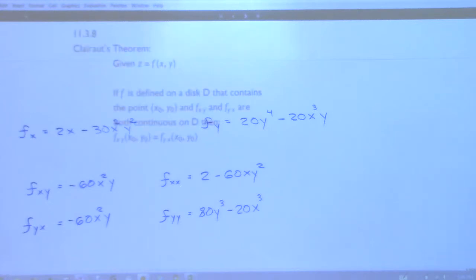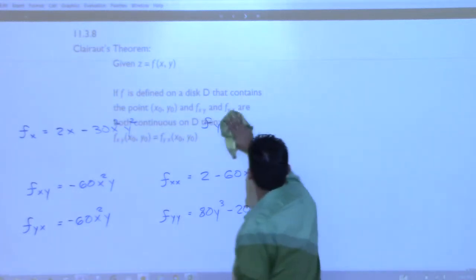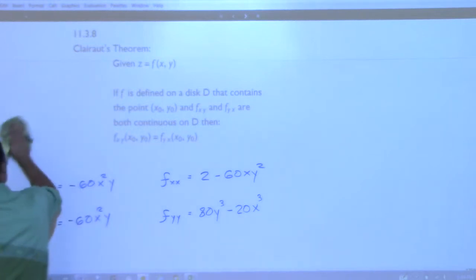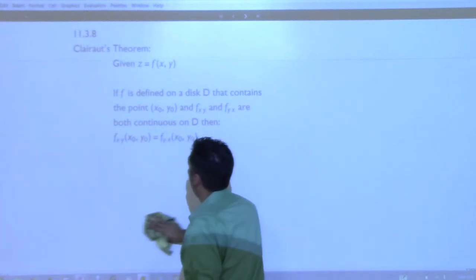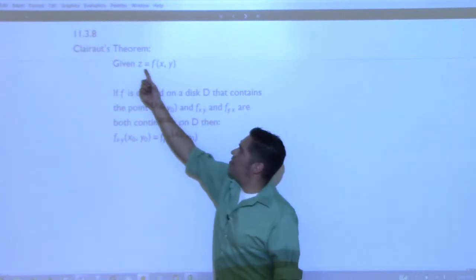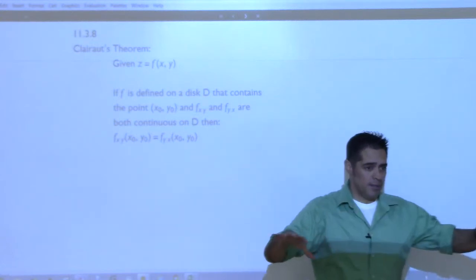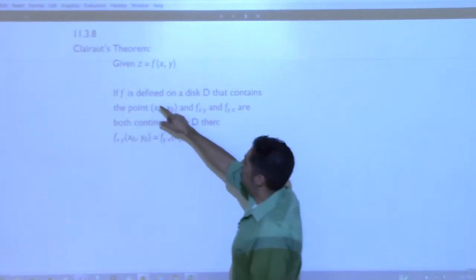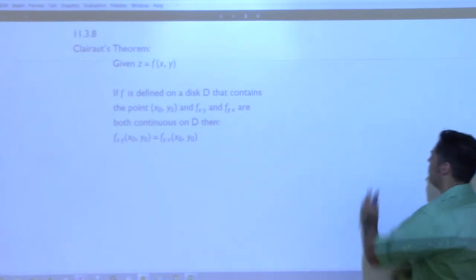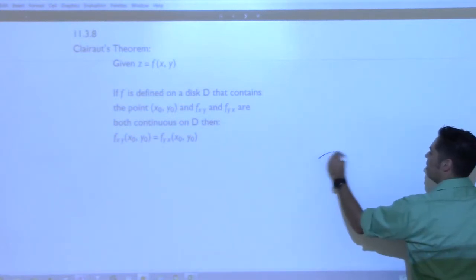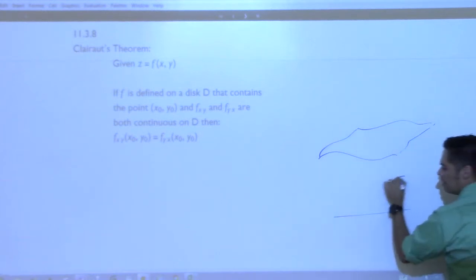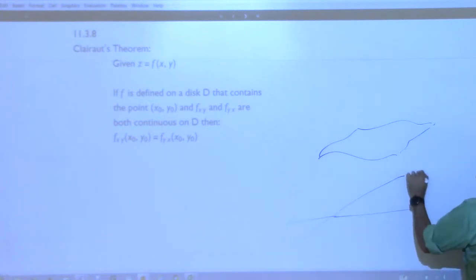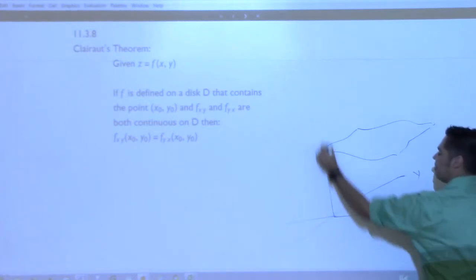Now, Clairaut's theorem. This is not super, super important, but it's in the book, so I'll mention it. It says that, let's say you're given z as a function of 2 variables. So let's say you have a surface, right? If your function is defined on some disk D, so remember our surface lives up here, right? The domain of the surface is down on the ground. This is x and y, and then our z's come up like this.